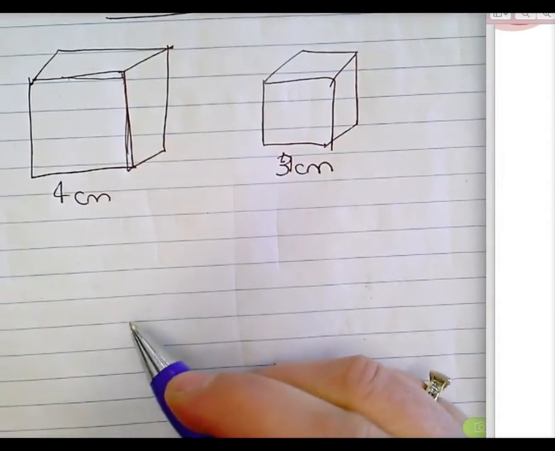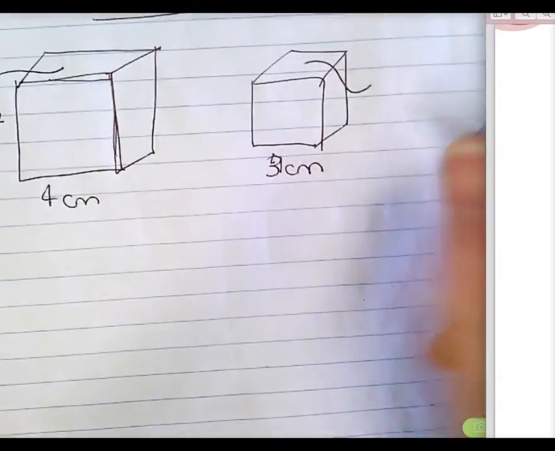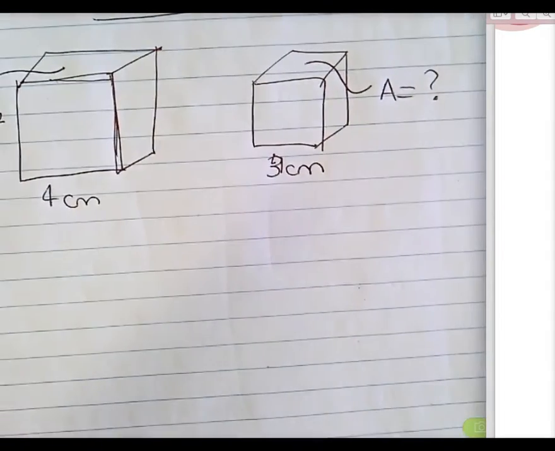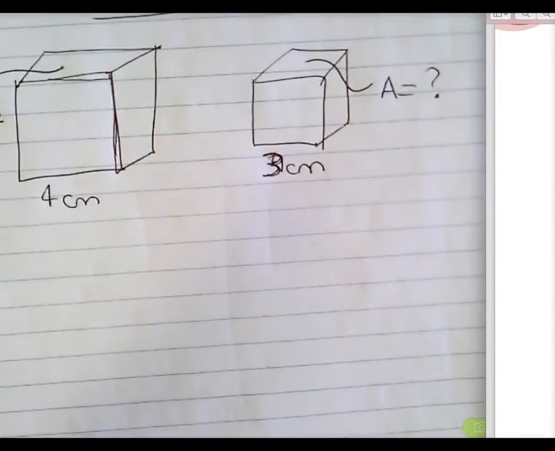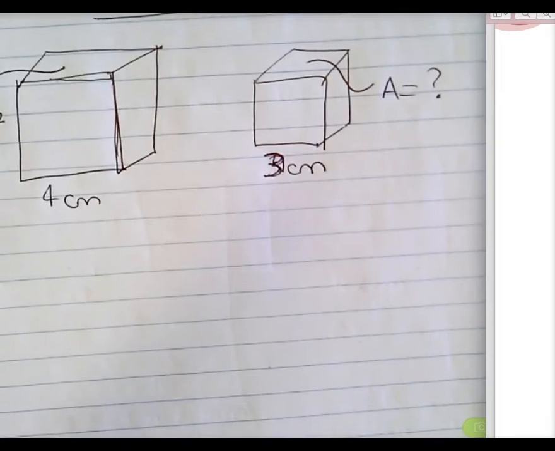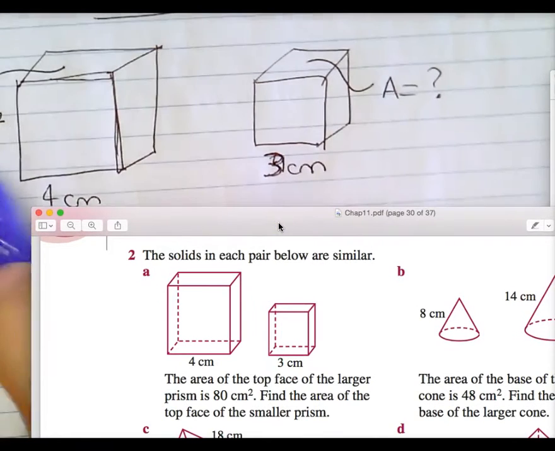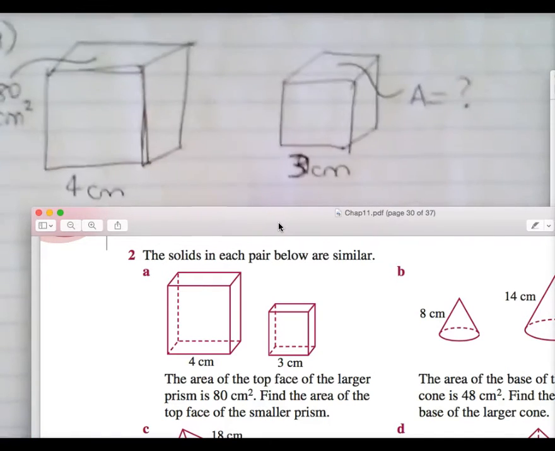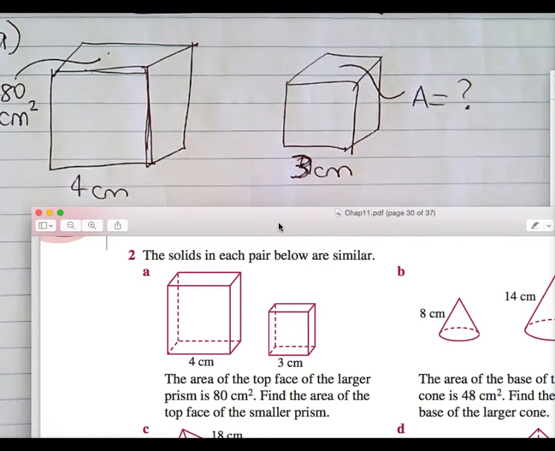It says the area of the top face of the larger prism is 80 centimeters squared. Find the area of the top face of the smaller prism. So this is how I would write the question out if I were you. There's the question. The solids below are similar. The area of the top face, I've just done it by drawing. The area of the top face is 80 centimetres squared. We know that the side length there is 4. And the area of the top face here is question mark because it's saying find the area of the top face.